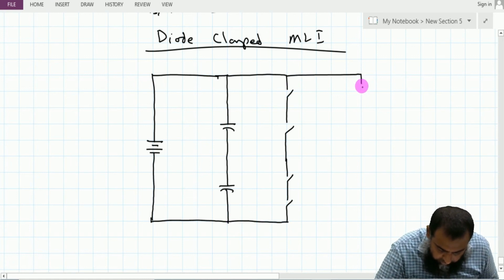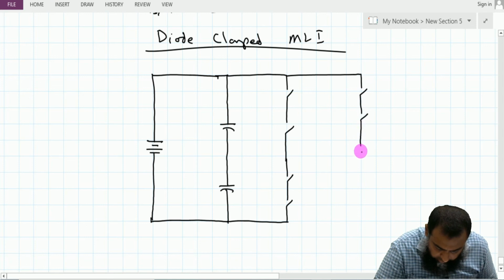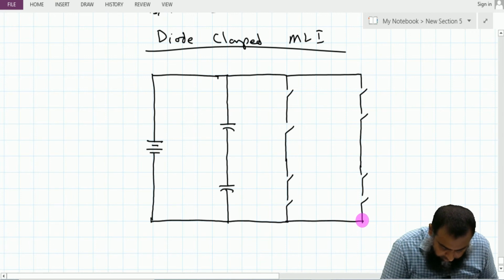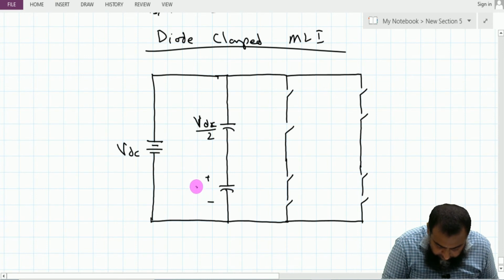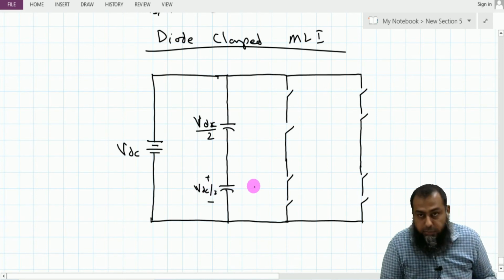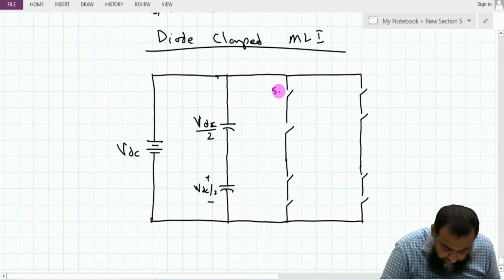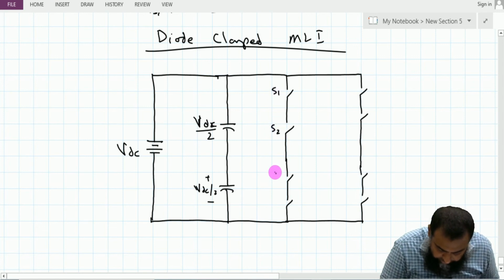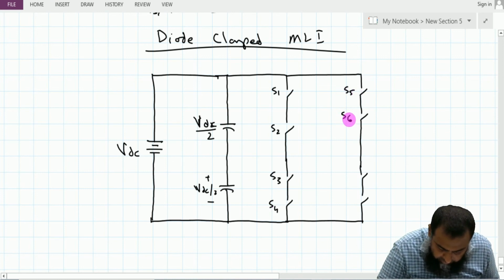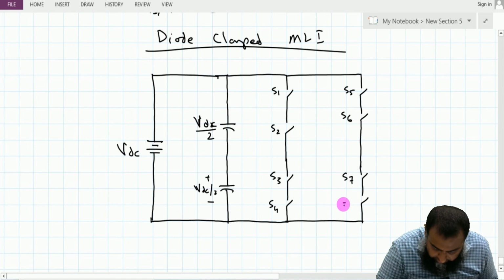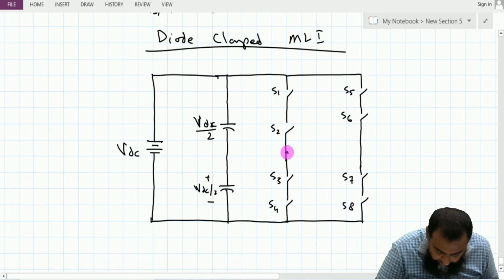So these are of course the bidirectional switches. I am not drawing the full schematic for these bidirectional switches. Rather, I just want to tell you that we have these two capacitors available. This is VDC. Half of this VDC will appear across this capacitor, and half of the VDC shall appear across this particular capacitor. So we have this switch S1, this is switch S2, this is switch S3, this is switch S4, and then we have switch S5, S6, S7, S8, and here we get the output voltage.